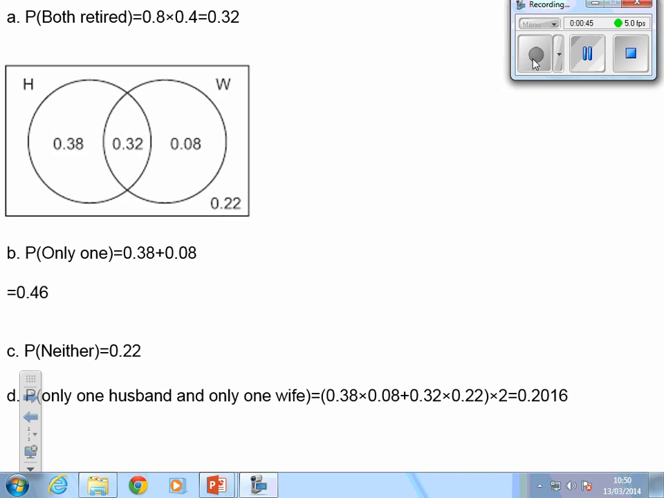Now for part B, very straightforward, only one retired, so it's either the husband only or the wife only, but not both. So again, if you look at the Venn diagram, it's 0.38 plus 0.08. Now for part C, again, it's very straightforward. Neither is simply 0.22 from our Venn diagram and the information given in the question.